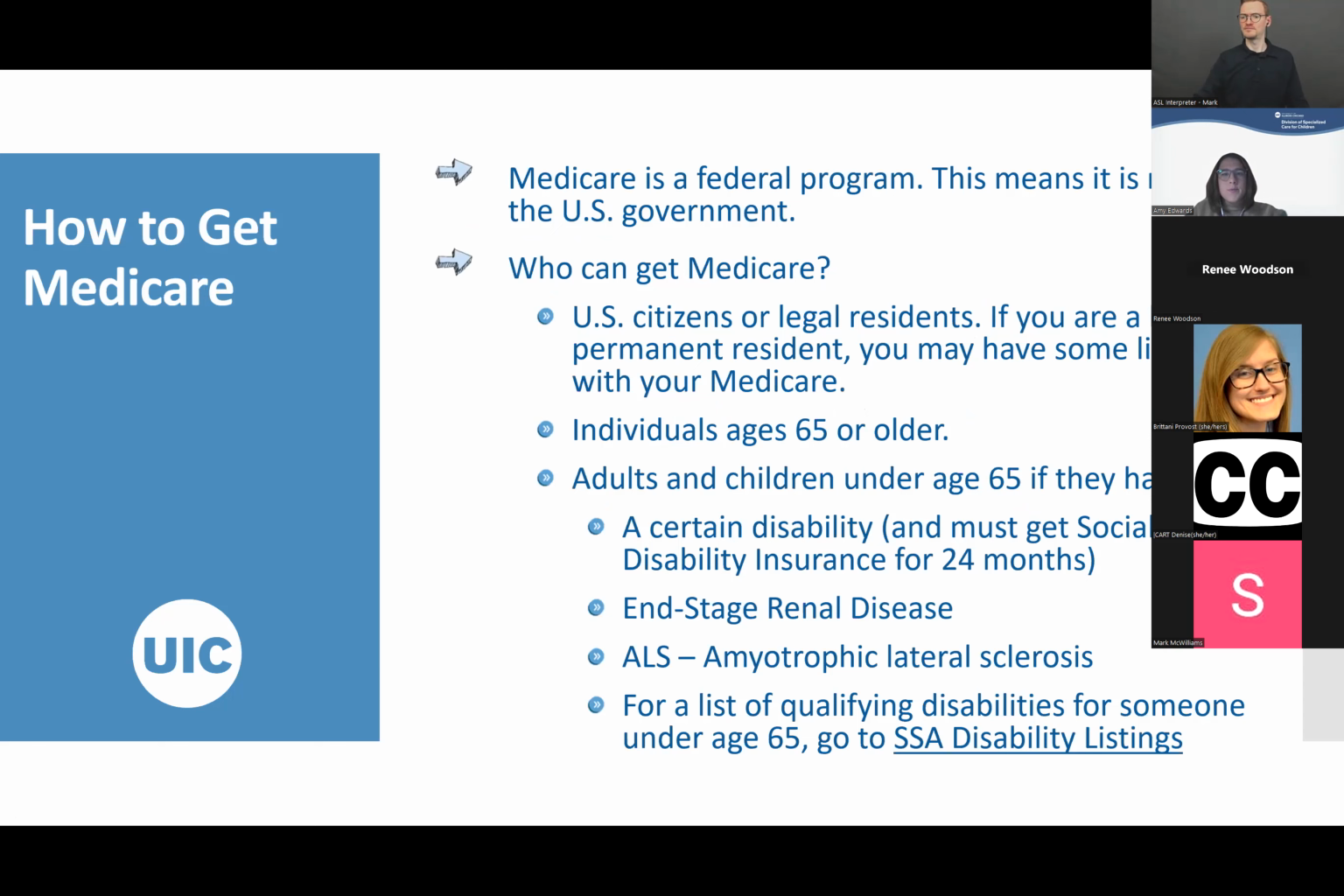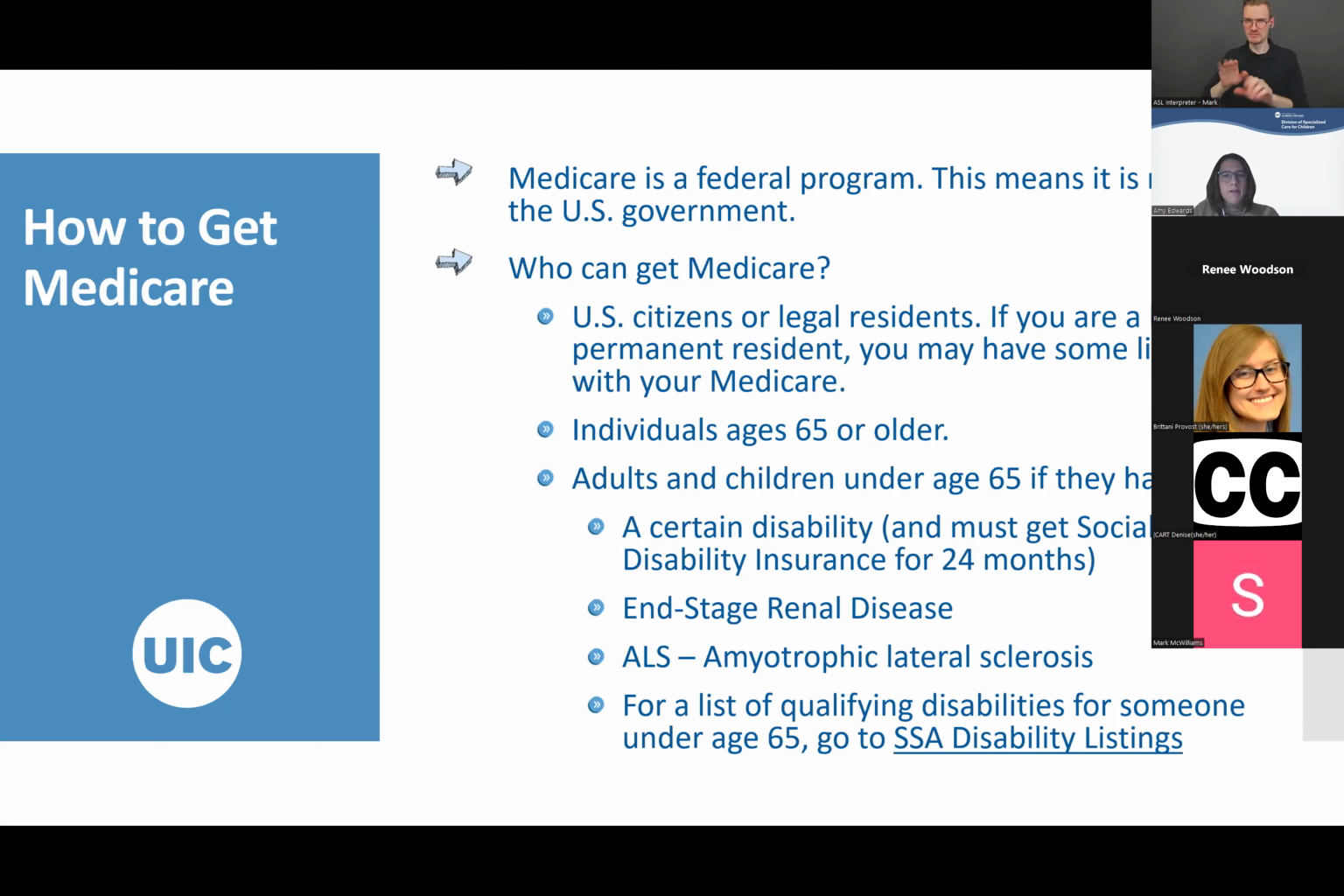All right, so we're going to switch gears for a few minutes and talk about Medicare. And Medicare can be really complicated. So we're just going to spend a little bit of time on it tonight. And it's important to know that Medicare is not Medicaid. A lot of times those get confused or mixed up because they sound very similar, but they're actually both very different programs. So Medicare is a federal program, and this means it is run by the United States government. Medicare isn't really a program you can apply for. You can become eligible for it when you qualify.